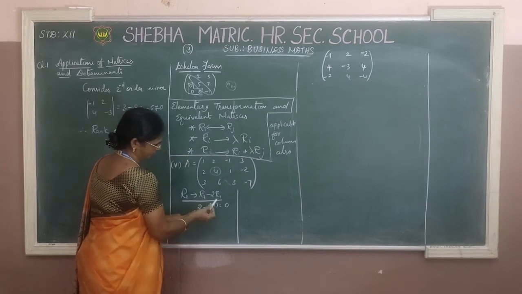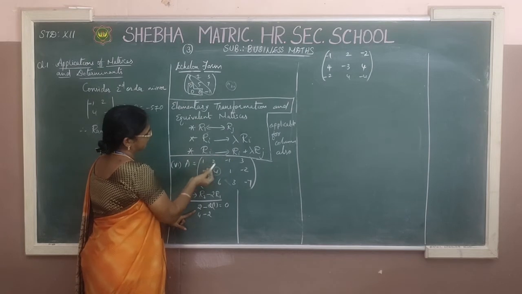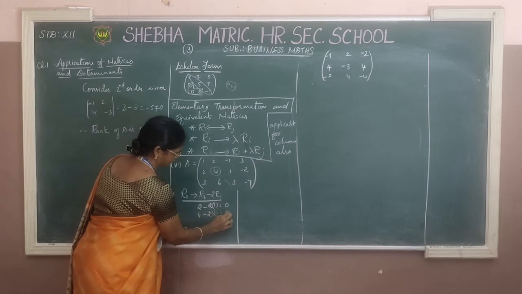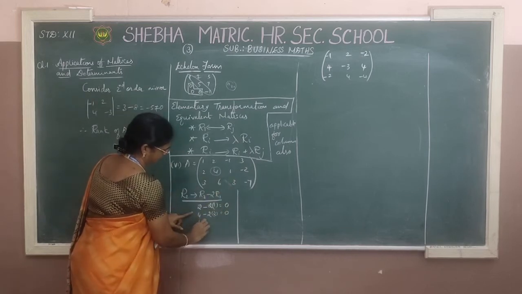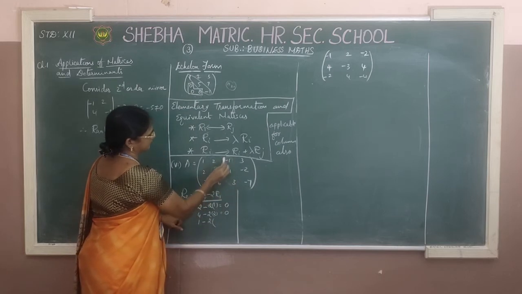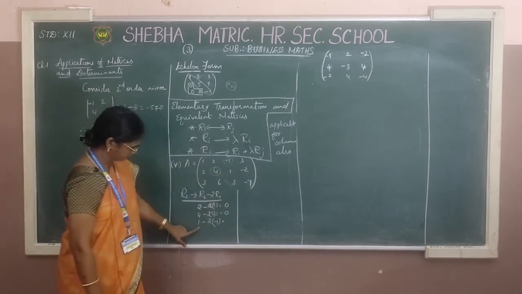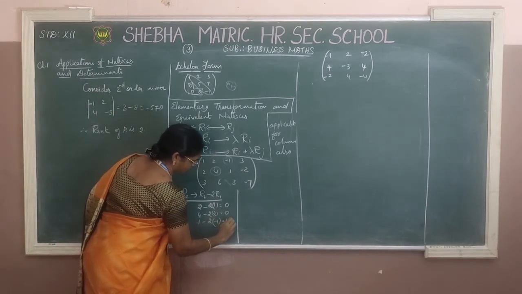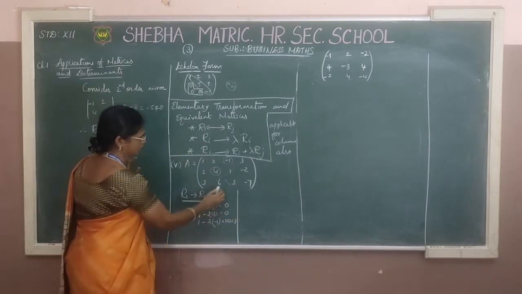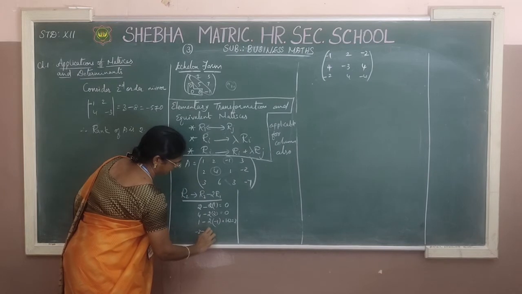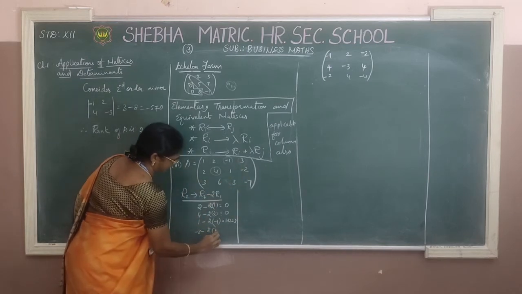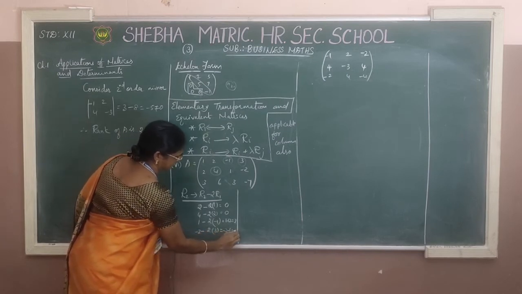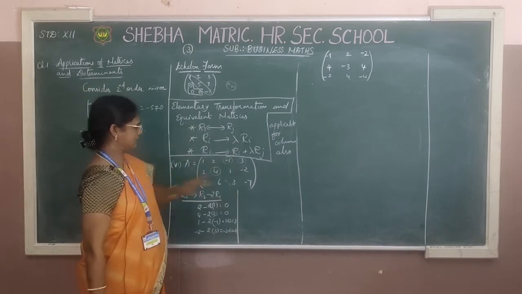Minus 2 into the corresponding element in R1, which is 2. So 4 minus 4, again we get 0. Okay, take the next one. 1 minus 2 into the corresponding element, minus 1, which is equal to 1 plus 2. 1 plus 2, what do we get? 3. The next one, minus 2. Minus 2 into the corresponding element 3 is minus 2 minus 6, which is minus 8. This is our last element.